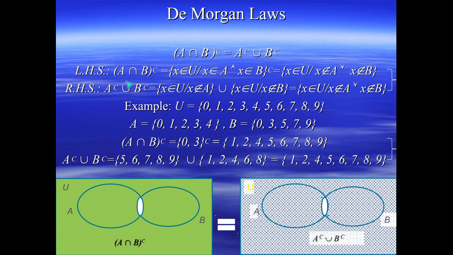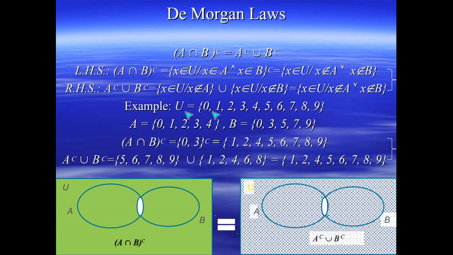If we open the right-hand side, A complement means X is an element of U such that X is not an element of A. B complement means, by definition, X is an element of U such that X is not an element of B. There is a union between them. What is union? Or. I can join this union together in the parentheses as "or". One is acceptable, the other one is acceptable, both are acceptable. So what is it? X is an element of U such that X is not an element of A or X is not an element of B. Are they equal? They are equal. So we have proven it. You see, the left-hand side and the right-hand side are equally described, so they are equal. We have proven the law. It is the De Morgan law, one of the De Morgan laws.